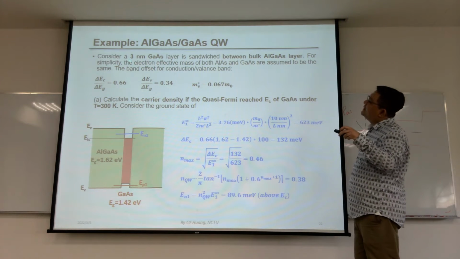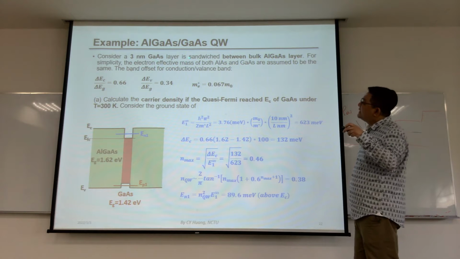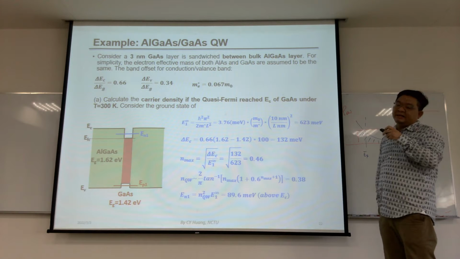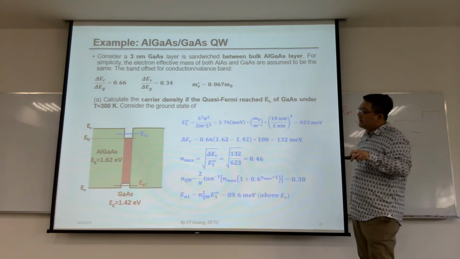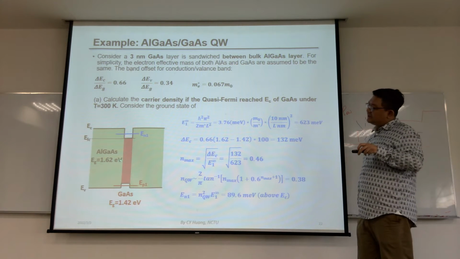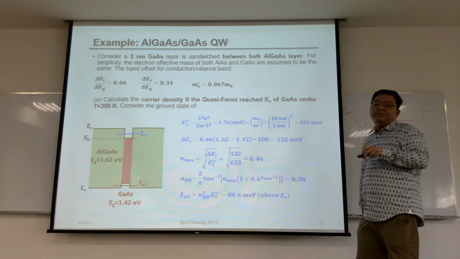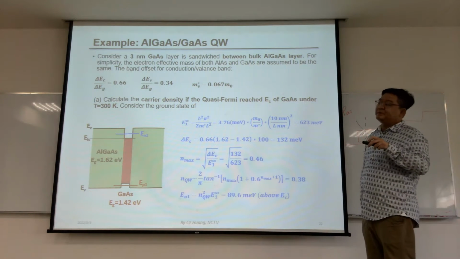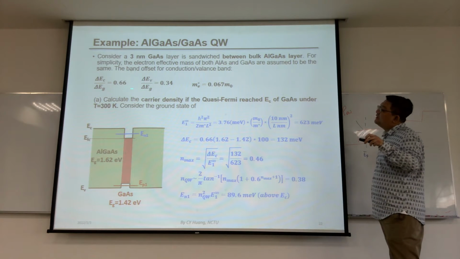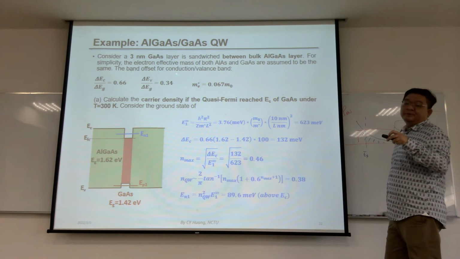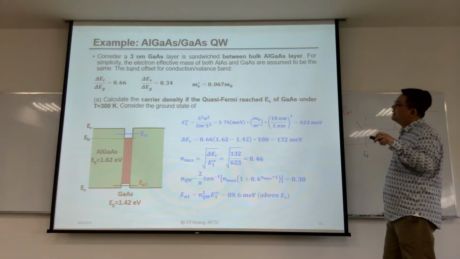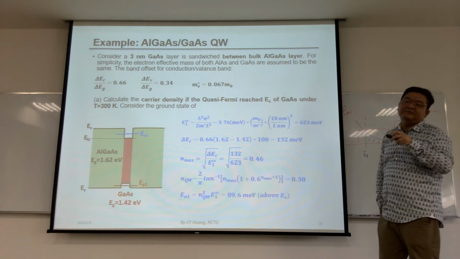Okay, let's consider a 3 nanometer gallium arsenide sandwiched between the aluminum gallium arsenide layers. The AlGaAs layer has a band gap of 1.62 eV and the gallium arsenide is 1.42 eV. And delta EC over delta EG is 0.36 and delta EV over delta EG is 0.34. The effective mass of the electron is 0.067, quite small.